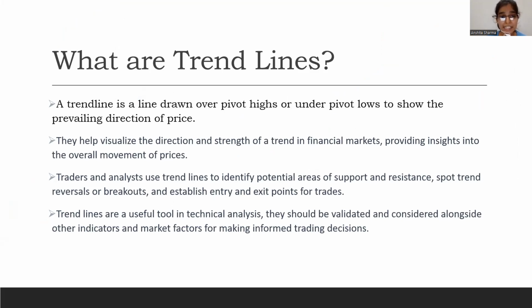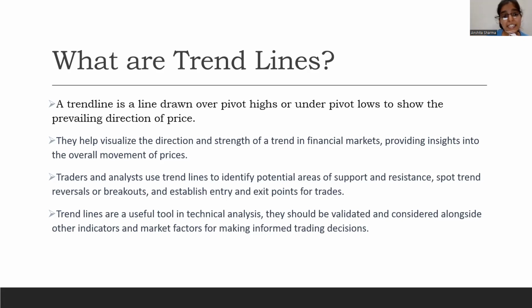These trend lines basically help you visualize the direction and strength of a trend in financial markets, providing insights into the overall movement of price. It means you know about the movement of the price, whether the price of a particular asset, asset in the sense of a share, is going high or going down. So whether you have to sell your share if you are holding it, or you have to buy, this will help you take a decision.